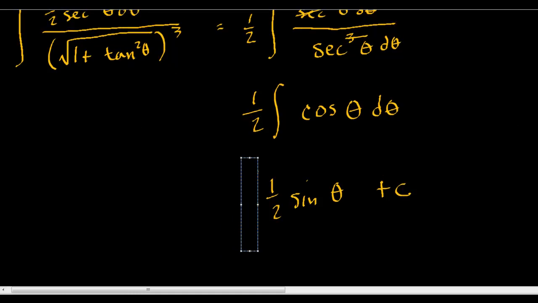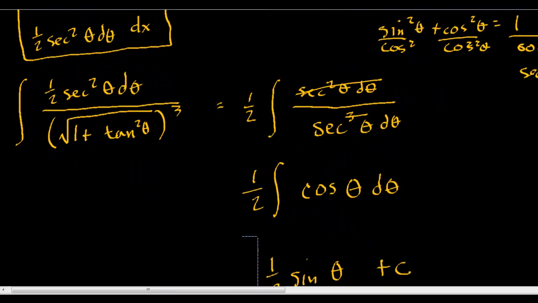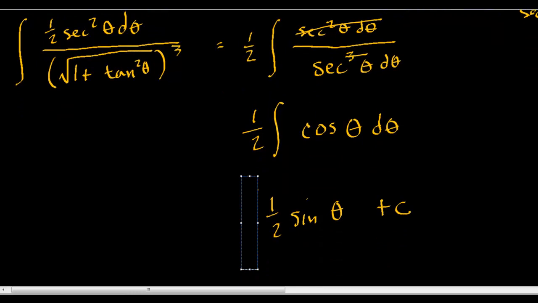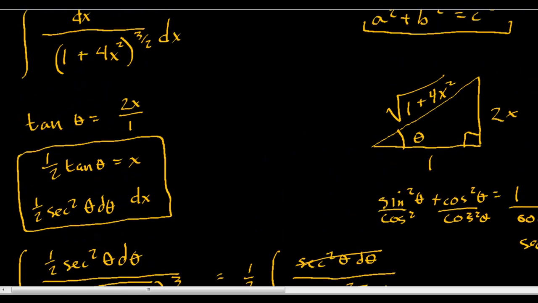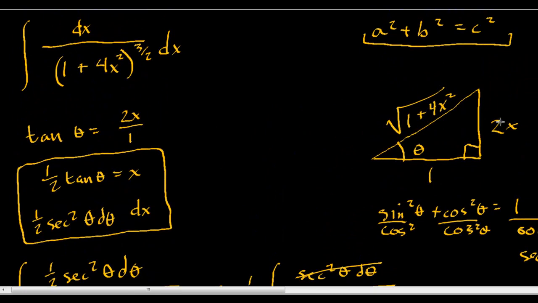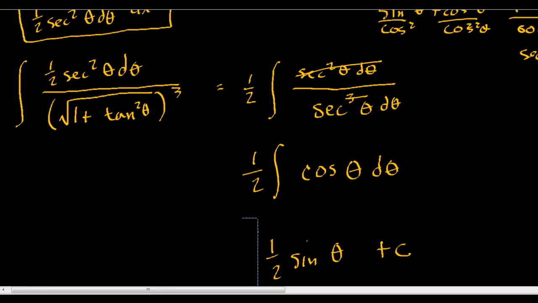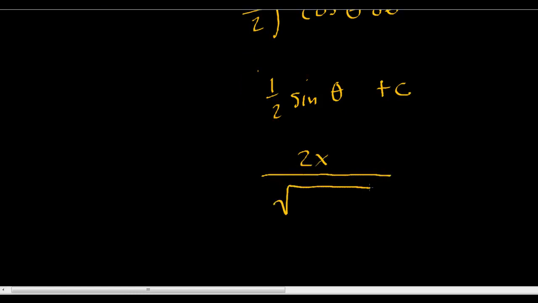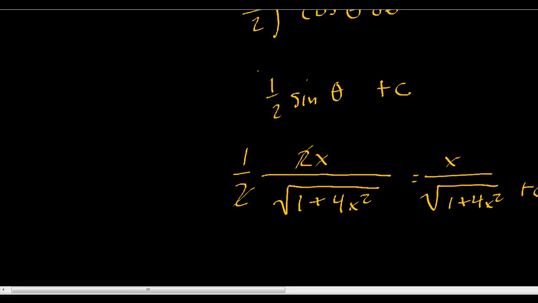Well, remember, we're supposed to draw the triangle. Well, isn't that convenient? We already have the triangle. We've already defined which angle is theta, figured it all out already. So now all we need to do is figure out what is the sine of theta. The sine of theta is opposite over hypotenuse, 2x over the square root of 1 plus 4x squared, times this 1 half, of course, which means that these cancel. And so I get x over the square root of 1 plus 4x squared plus c. That's your answer.